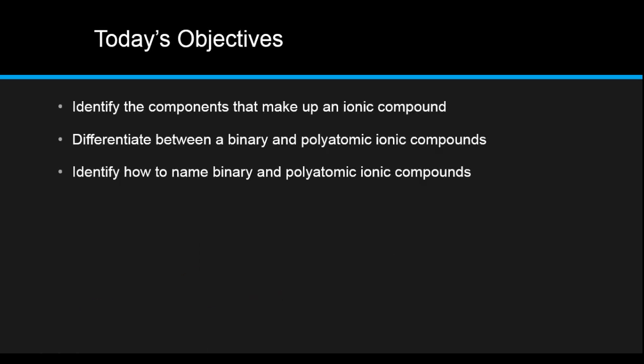Alright, so we're done with another tutorial here. Today's objectives were to identify the components that make up an ionic compound, to differentiate between binary, which means 2, and polyatomic, which means more than 2 or many, ionic compounds, and to identify how to name binary and polyatomic ionic compounds. Remember to use that chart. That will help you out.